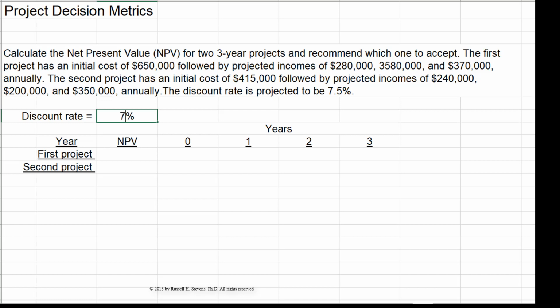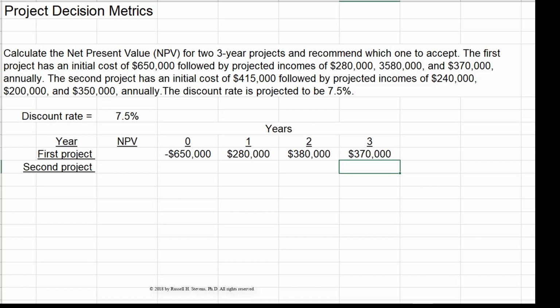First, enter 7.5% into this workbook cell to the right of discount rate. In the workbook cell directly below the underlined 0, a minus $650,000 is entered. In the workbook cell to the right of that, $280,000 is entered. $380,000 is entered in the workbook cell to the right of that. And finally, $370,000 is entered into the workbook cell on the right end of that line.